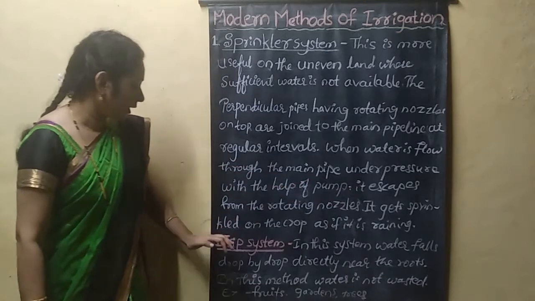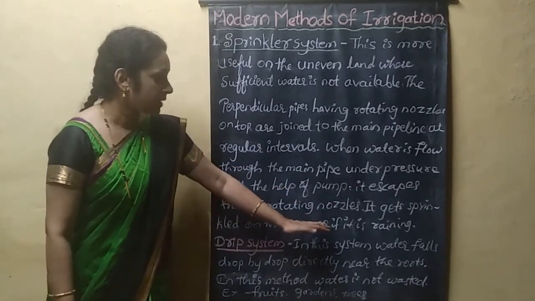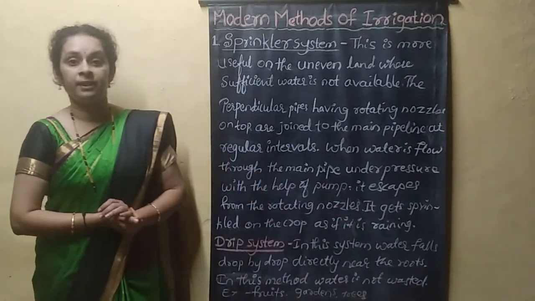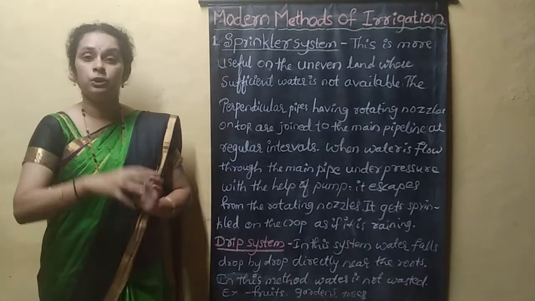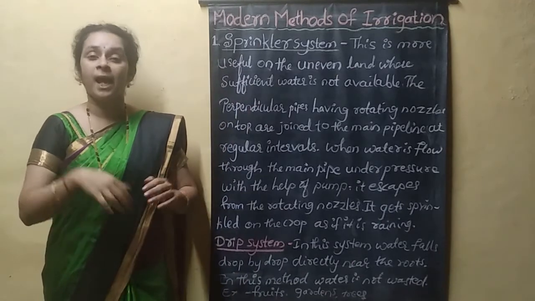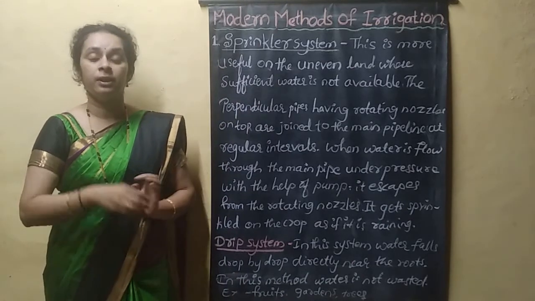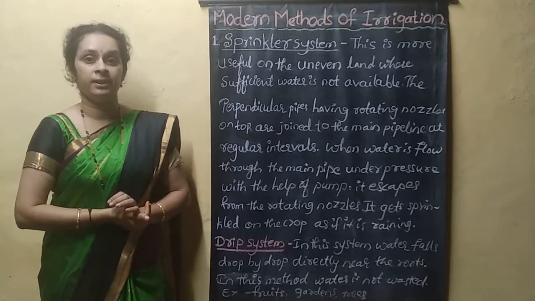It gets sprinkled on the crop as if it is raining. The water that escapes from the rotating nozzle is sprinkled on the crops as if it is raining. It looks like rain.